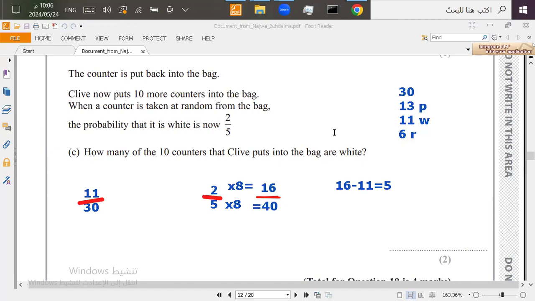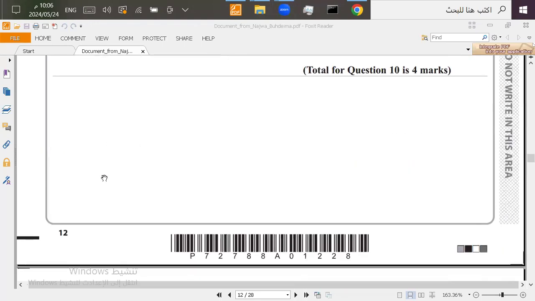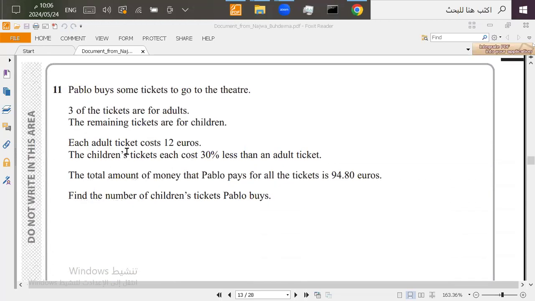So how many counters of the 10 counters has to be white? He needs to add 5 counters to make the probability 2 over 5. And this is how you answer a question like this. Now let's move on to the next question. Okay, let's see. I like probability questions because they make you think and try to answer or solve the problem.